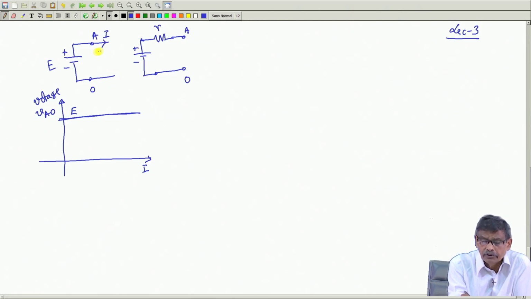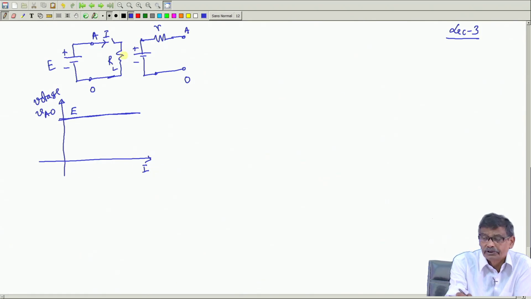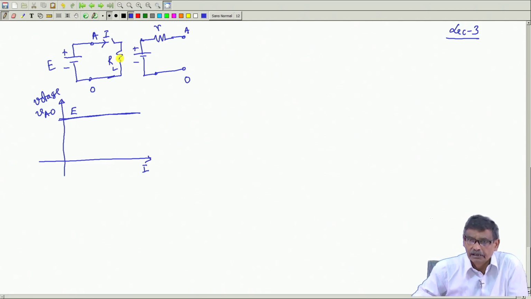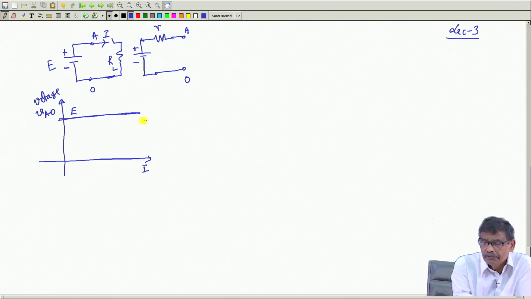How much current you draw is decided by RL connected across this battery. So, RL can be reduced and a larger current can be drawn. Of course, I should not reduce RL too much, so that it exceeds the rated current of the battery, but this will be the VI characteristics of this one. And for a practical voltage source with an internal resistance, it will be this one, which we have seen.